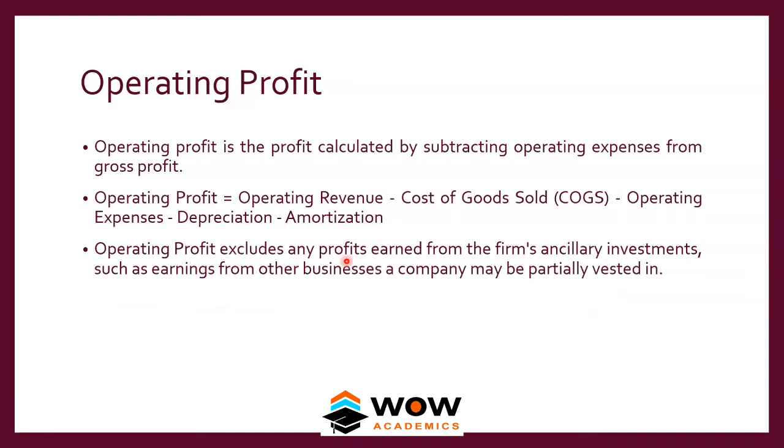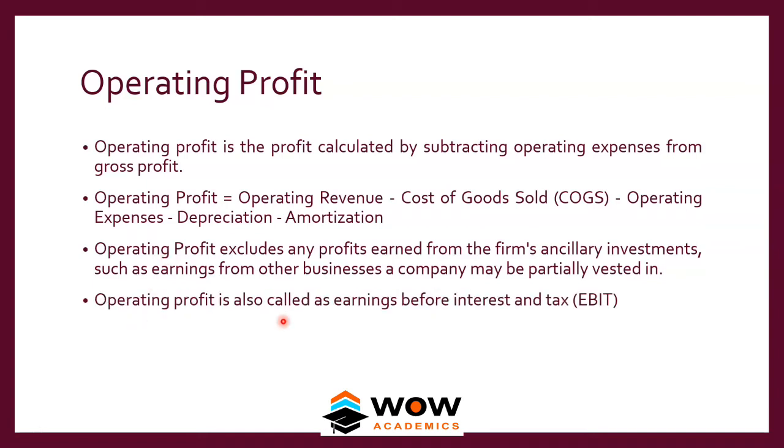Operating profit excludes any profits earned from the firm's ancillary investments, such as earnings from other businesses a company may be partially invested in. So this statement refers to non-operating income. Non-operating income would be added hereafter to the operating profit. Operating profit only includes the operating income and operating expenses. From here on we will be adding or considering non-operating expense and non-operating income. Operating profit is also called EBIT, earnings before interest and tax.